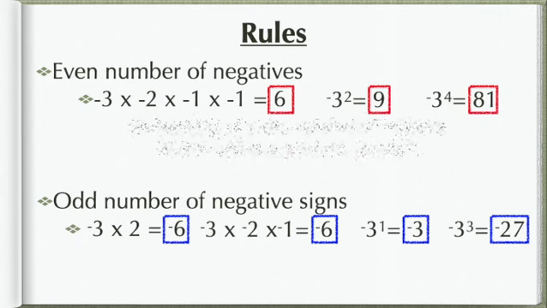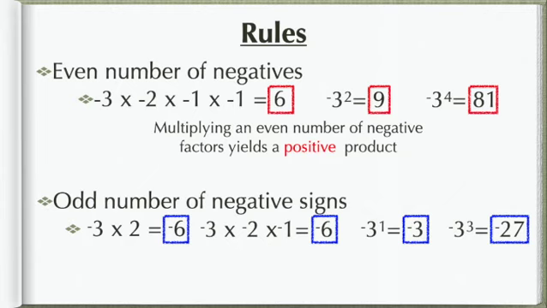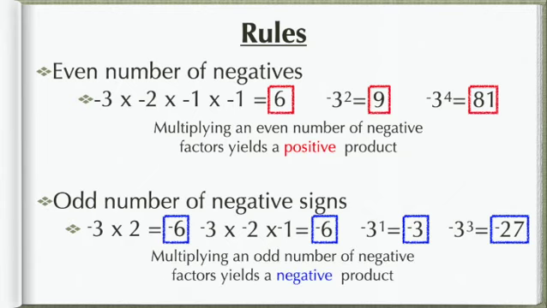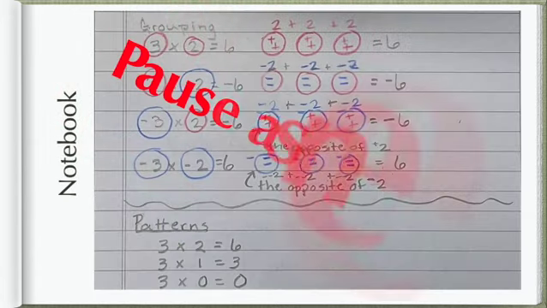27. So again, multiplying an even number of negative factors yields a positive product, and multiplying an odd number of negative factors yields a negative product. Let's get that written in our notes.